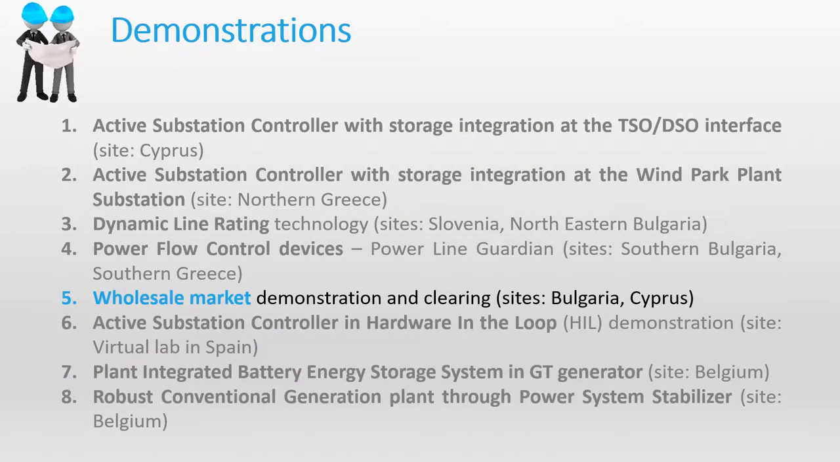And in this slide, you can see the total of 8 demonstrators, and highlighted among them is demonstration number 5. This is the wholesale market demonstration and clearing that we're focusing on today. You can also see the participating countries. These are very well spread around Europe. And this specific demonstration is going to be conducted in Bulgaria and Cyprus.